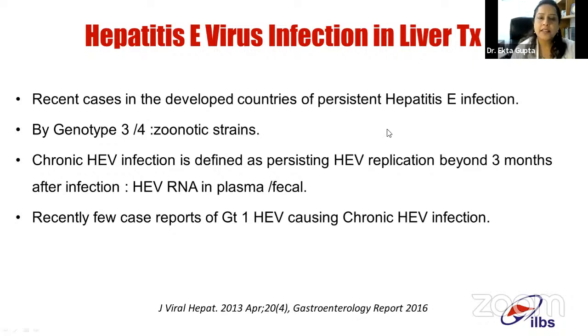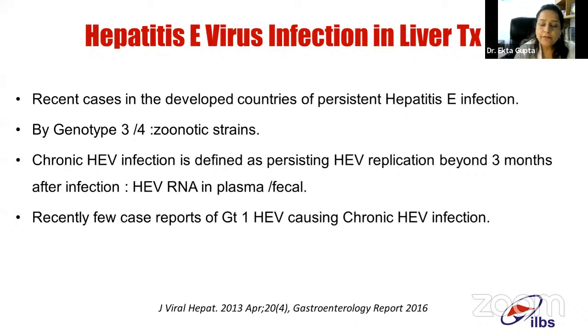I just wanted to say that HEV was considered to be of acute origin. So in sporadic acute hepatitis cases, we used to consider HEV, and never used to consider that it can cause chronic HEV. Now, in transplant recipients, especially genotypes 3 and 4 can cause chronic HEV infection. And how do we define chronic HEV? If there is presence of HEV replication in blood or stool beyond 3 months, then we call it chronic HEV.